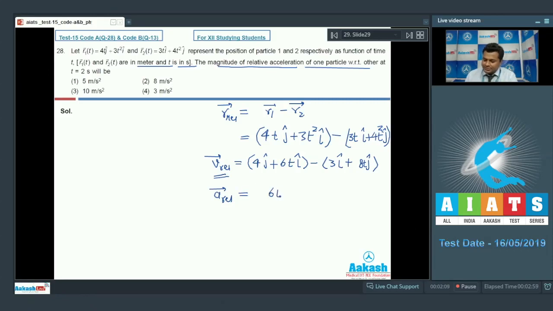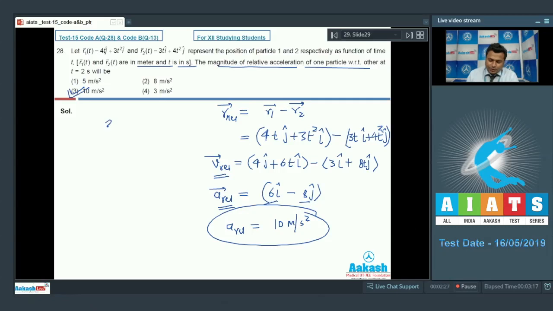That is 6i minus 8j cap. So this is relative acceleration in vector form. Magnitude, A relative will be what? Under root 6 square plus 8 square, that is 10 meter per second square. So A relative will be 10 meter per second square. Option number 3, absolutely correct. Move on to the next, that is 29 number.